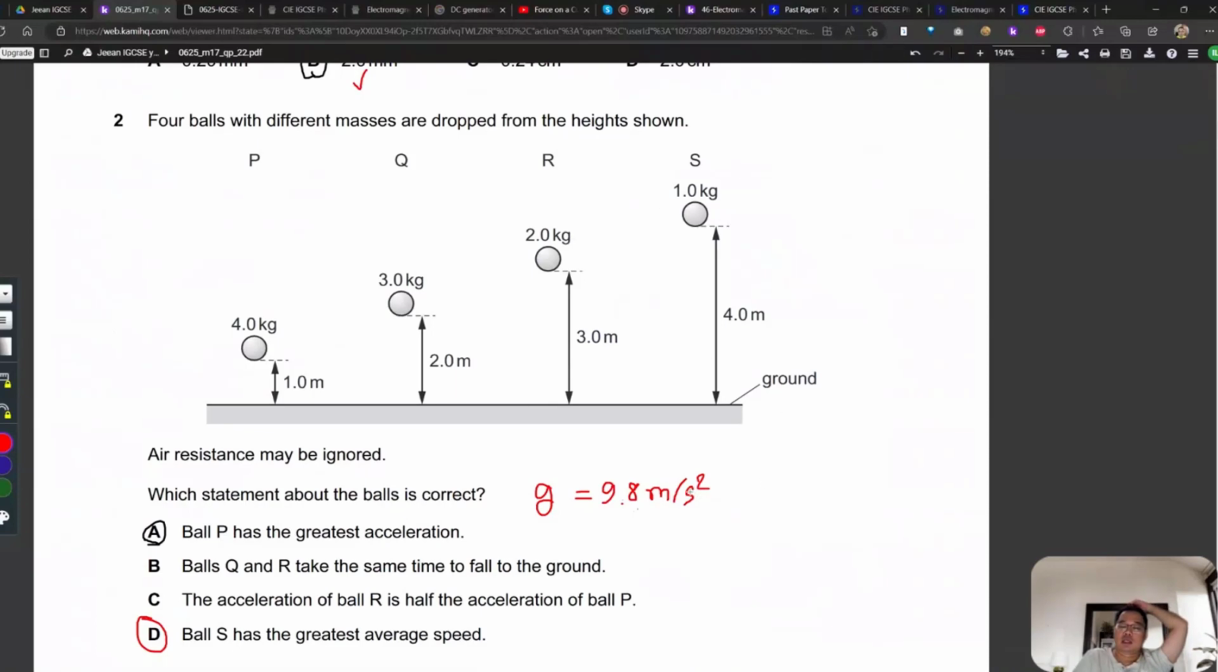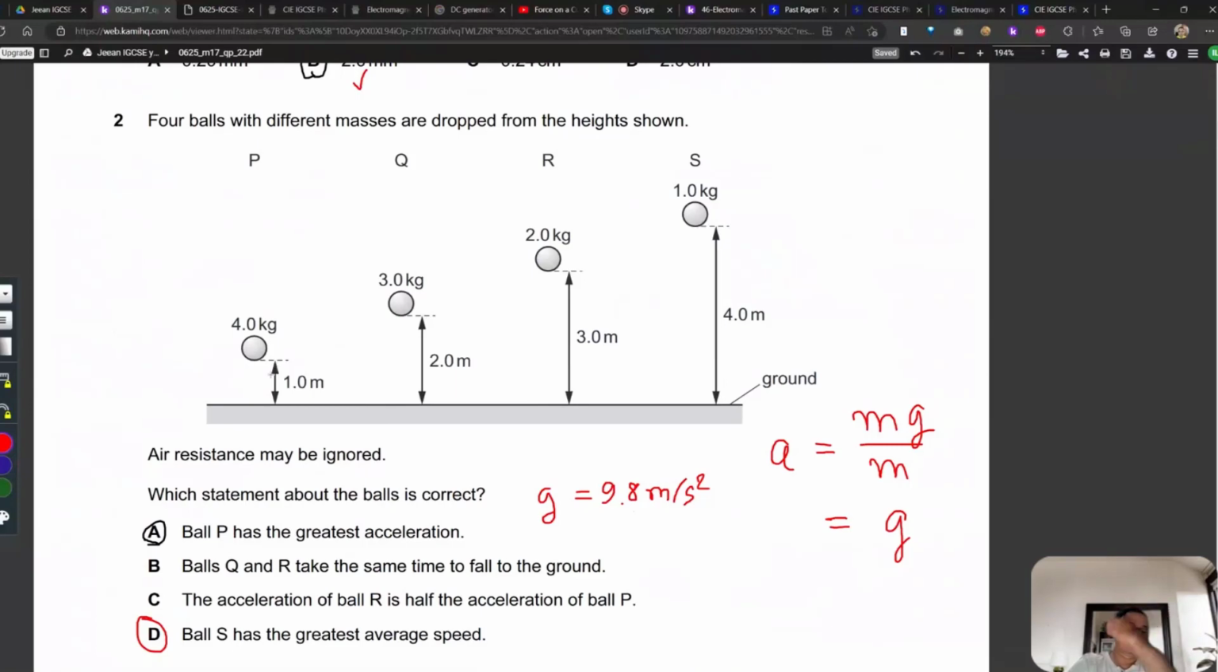The reason the acceleration is the same is because the acceleration is the force divided by the mass. Newton's second law, okay? The acceleration a is mg, which is the weight, divided by the mass. So that is equal to g, 9.8. So the answer A is not correct, okay? The correct answer is D.